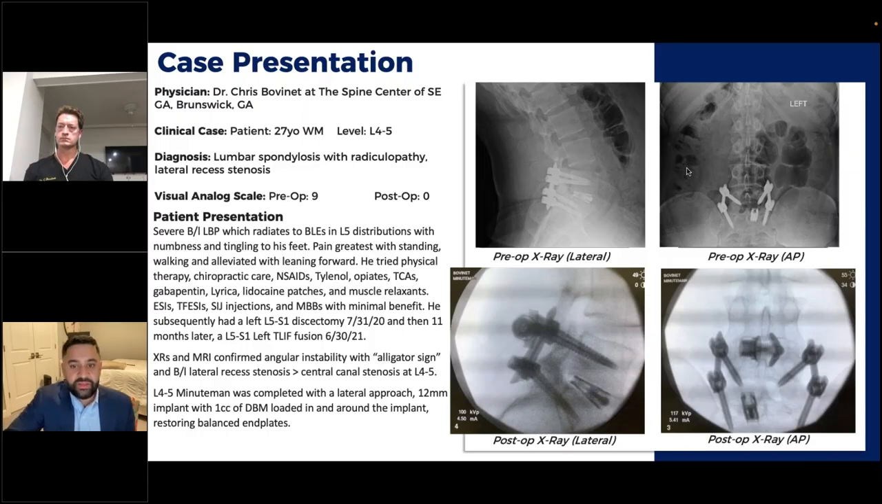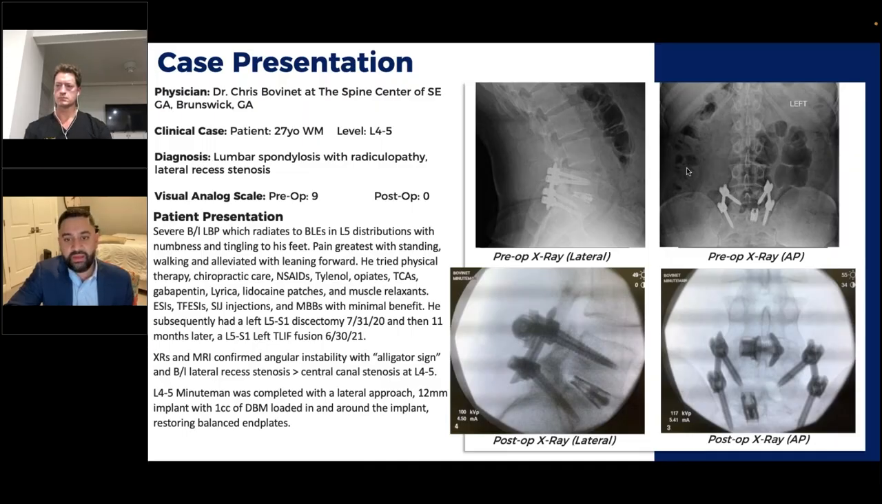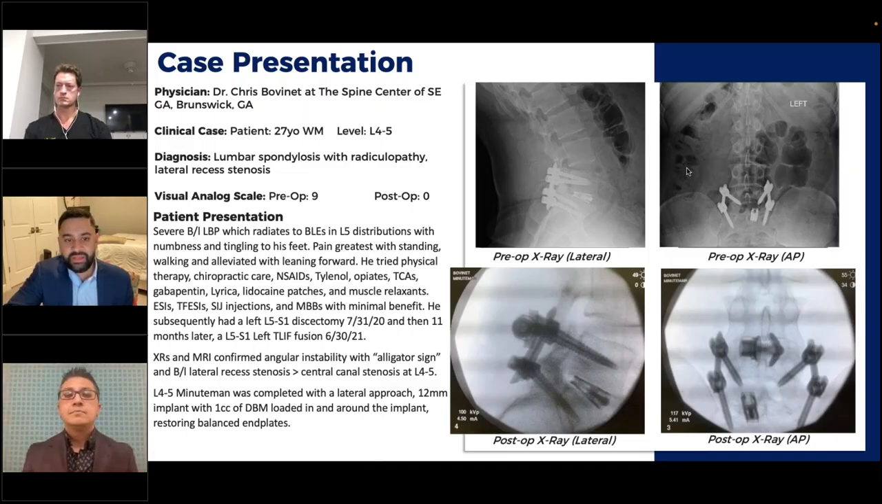A couple of questions. One is, you talked about angular instability, and that's something that comes up a lot when we talk about posterior lateral fusion. Describe that a little bit in detail, if you can, for the audience, about what you're looking for specifically on the flexion extension films when you're talking about angular instability.